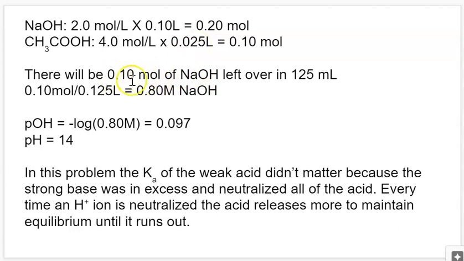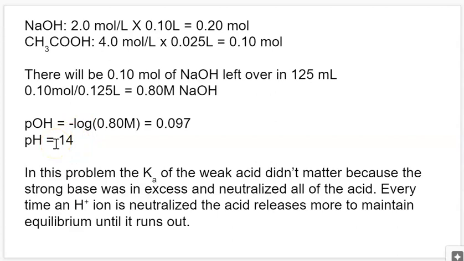So then I can take my 0.1 moles of sodium hydroxide left over, divide that by the total volume, which gives me 0.8 molar sodium hydroxide, and then I can do my pOH expression. I get a pOH of 0.097. So this is an extremely low pOH, which is going to tell us our final solution is super basic. And with sig figs considered, my pH is still 14 because subtracting 0.097 is not going to drop it down to the next value.